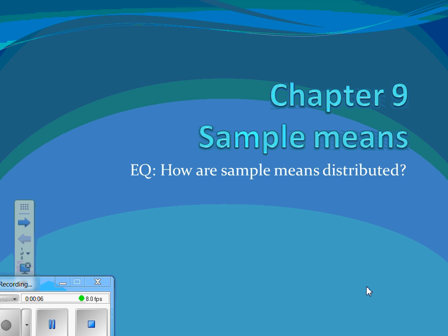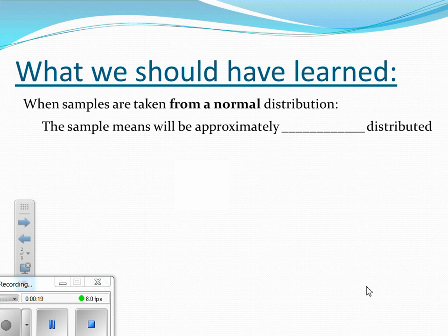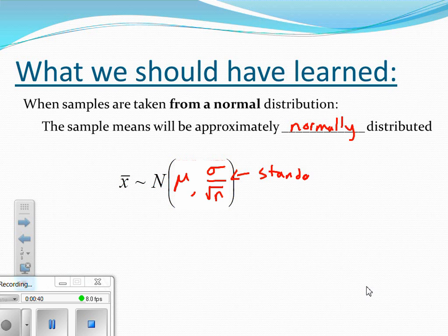All right, we'll take a look at sampling means. And so, what we should have learned from some of the classwork examples, some of the activities we did in class, is that when we take our samples from a normal distribution, the sample means will also be approximately normally distributed. And those x bars should be centered around the true mean with the new standard deviation, right? Remember, this is called standard error, where we have to divide through by the square root of n.